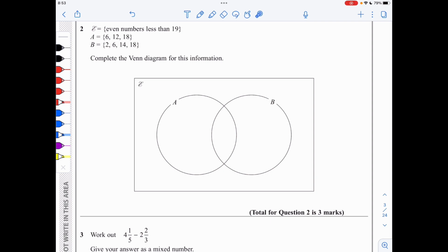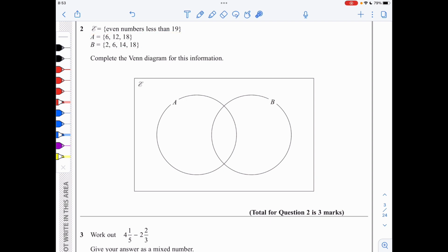In question 2, we've got this Venn diagram with sets A and B. We have been told that A contains the elements 6, 12, and 18. B contains the elements 2, 6, 14, 18. And the universal set is all even numbers less than 19.